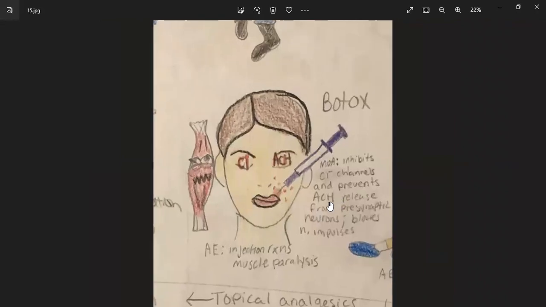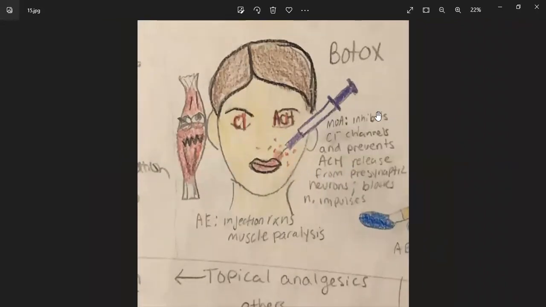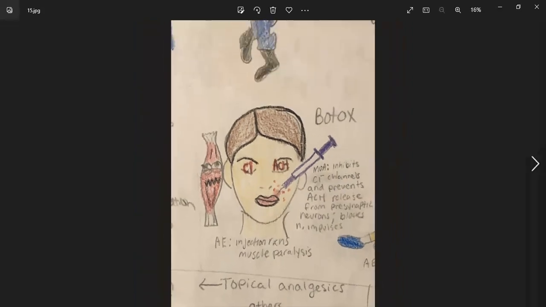So here's Botox. This inhibits chloride channels and prevents acetylcholine release from presynaptic neurons and then blocks nerve impulses. Adverse effects are injection reactions and then muscle paralysis. So hopefully this picture with this lady getting Botox in her face with the chloride and the acetylcholine on her eyes will maybe help you remember that.